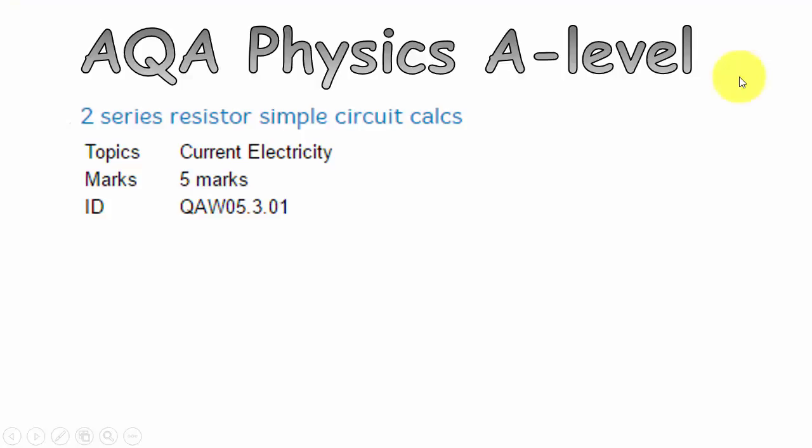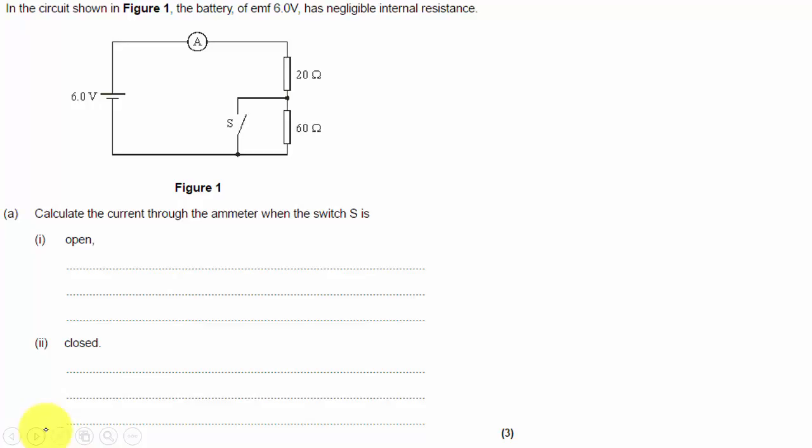Okay, so another AQA Physics A-level question. This is another current electricity one. Pause the video, read the question if you haven't already. Right, so we're asked to calculate the current through the ammeter when the switch S is open. This is open, okay?